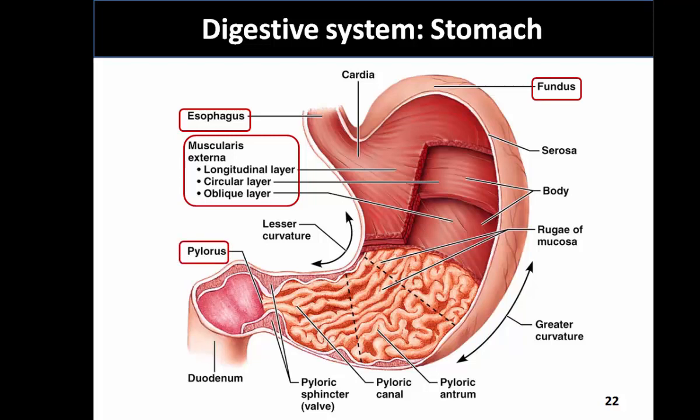The pylorus refers to the opening of the distal part of the stomach into the first part of the small intestine, referred to as the duodenum or duodenum. Both pronunciations are correct. The emptying of the stomach is regulated by the pyloric sphincter, which is also referred to as a valve, and is basically a thickening of the muscularis externa layer at this region, so that when it contracts, it will pinch down, close up the opening, and prevent stomach emptying.